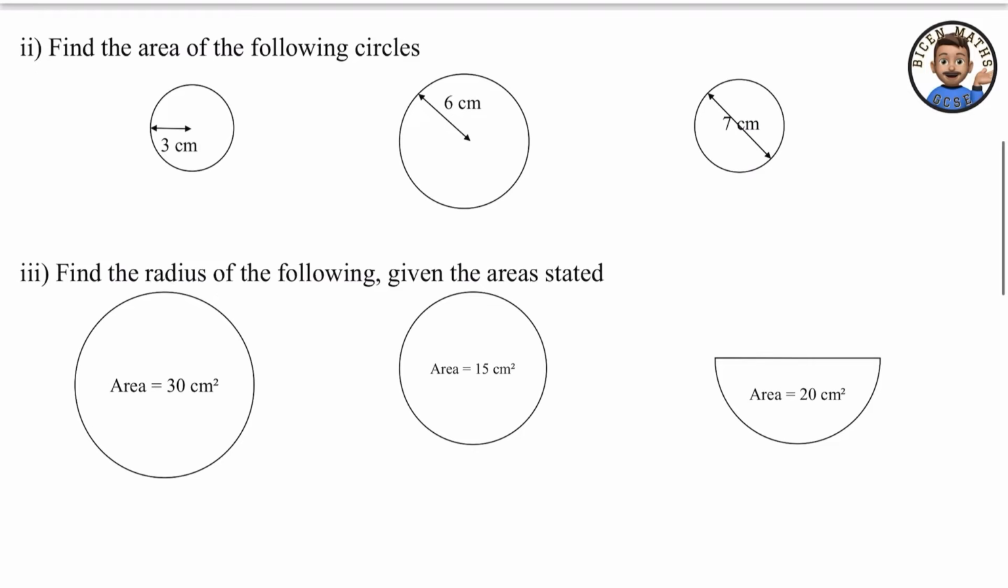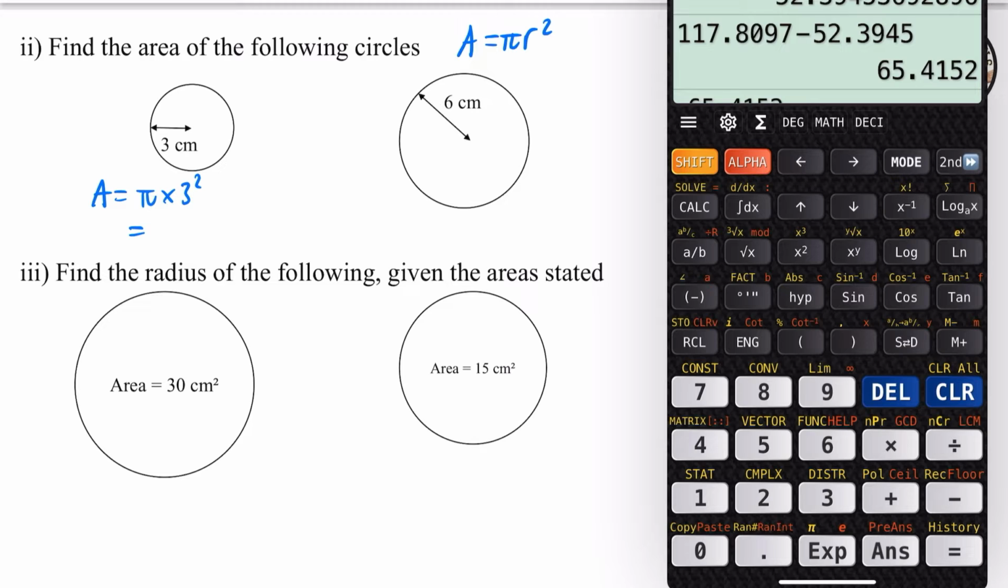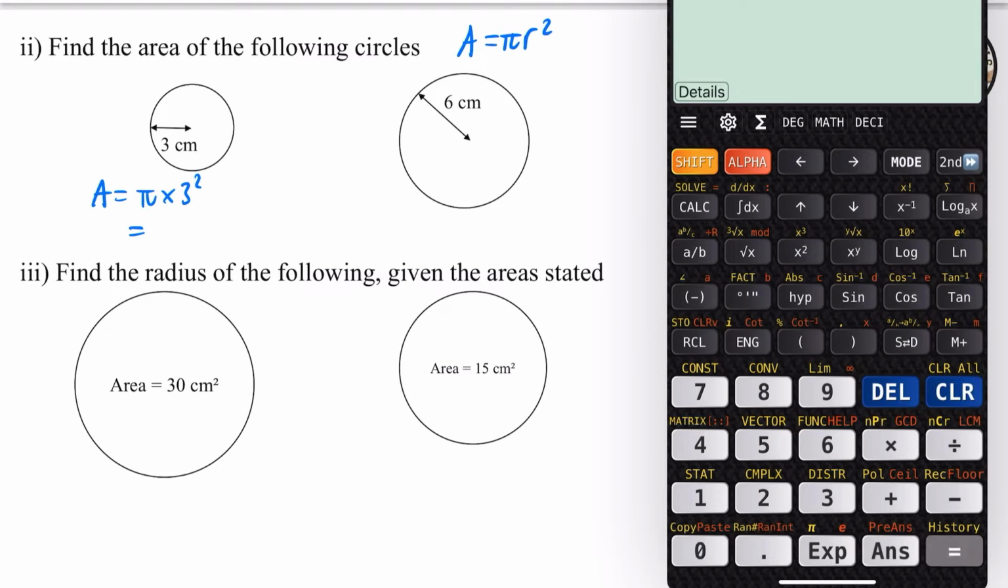We're going to blend this topic with the area of circles. Let's quickly remind ourselves how you find the area of a circle. The area of a circle is pi multiplied by the radius squared. This first one is pi multiplied by 3 squared, which is 9 times pi. But let's get this in decimals: pi multiplied by 3 squared gives 28.27 centimetres squared, to 2 decimal places.